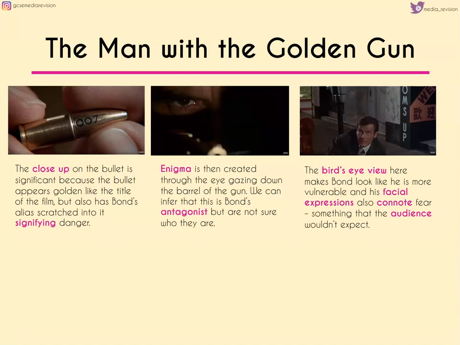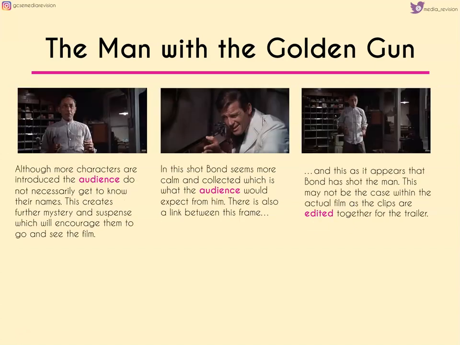We then have enigma created because we can see this eye gazing down, probably not the barrel but the eyesight of the gun, and we can infer from this that this is Bond's antagonist. It's the villain, the guy who he's meant to be catching, but we don't yet know who they are. Now given this enigma and this danger that we see in the middle shot, we then have Bond looking vulnerable from his facial expressions on the right hand side, particularly when we add in that bird's eye view shot that makes him seem smaller. This connotes fear, and that's something that we wouldn't necessarily expect as an audience.